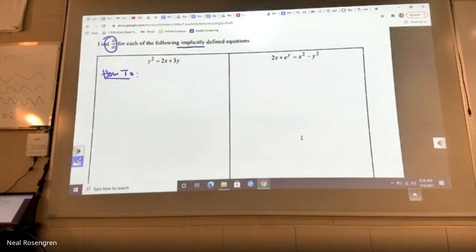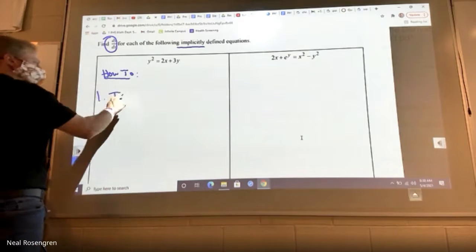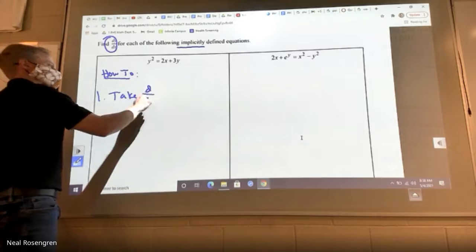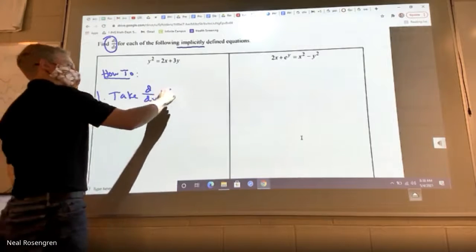And as we go through this how-to, what I'll probably do is we can work through the second one as we go. Basically we're looking at equations that I just cannot get to y equals some function of x, right? Because maybe it's just not a function, or maybe it just cannot be written that way for whatever reason. What we decided to do that we thought made a lot of sense was to take the derivative, take d dx of both sides.